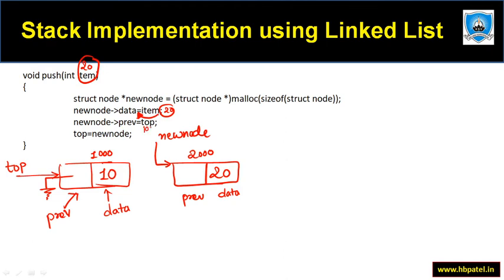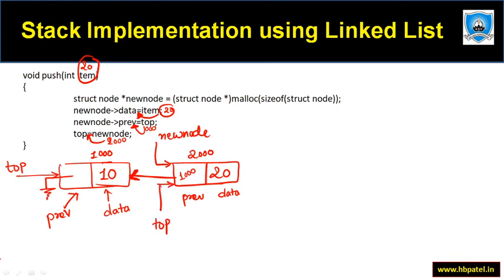So what's the value of top? 1000. That I am going to put in new node arrow previous. So new node arrow previous will be 1000. The moment I put 1000, I can say that this is pointing to this location, and then this new node, that is 2000, is put in top. So now earlier top was 1000, now top is 2000.